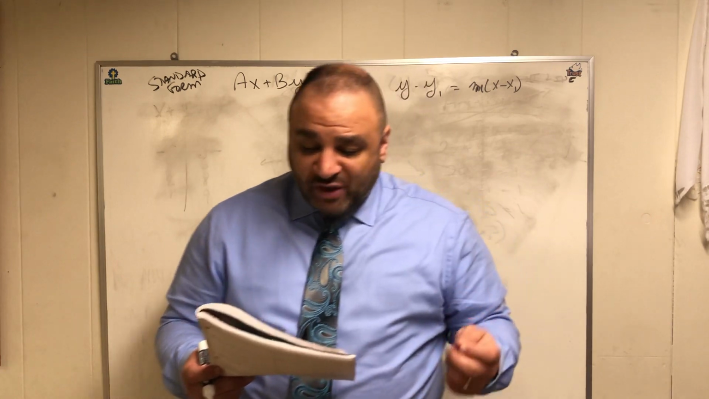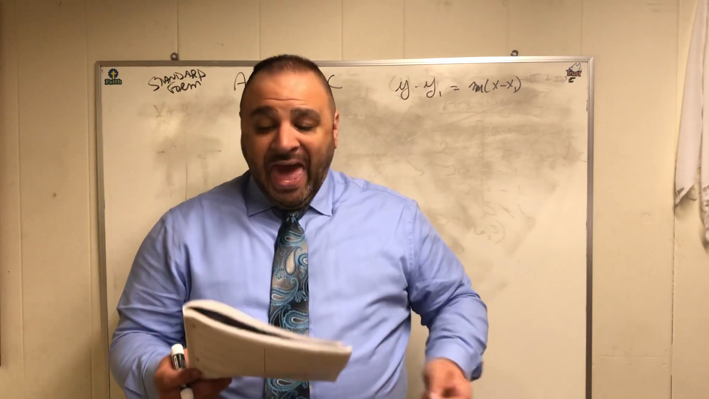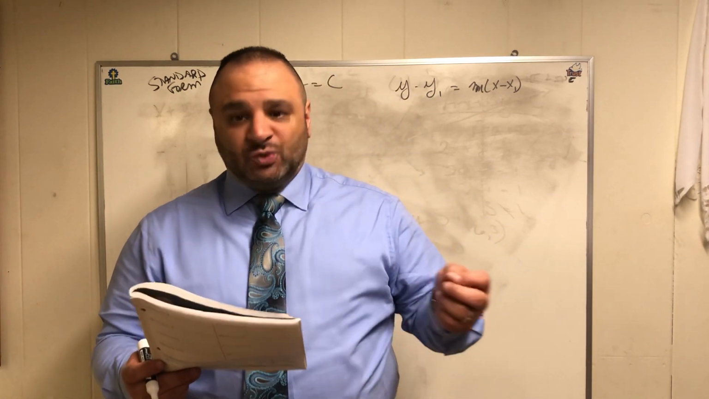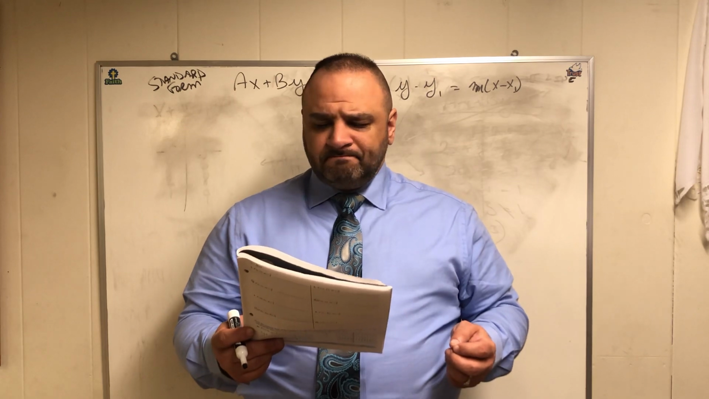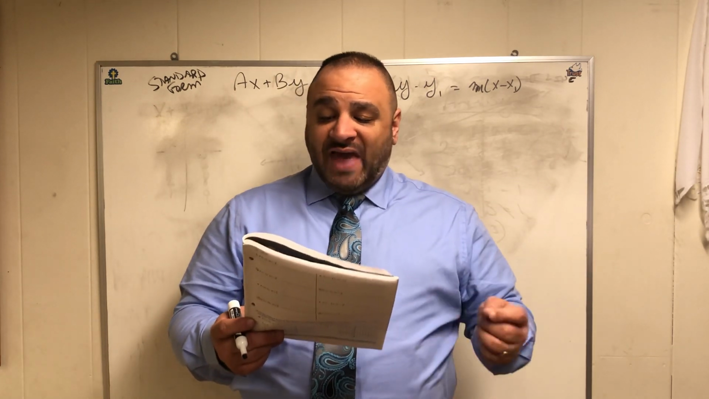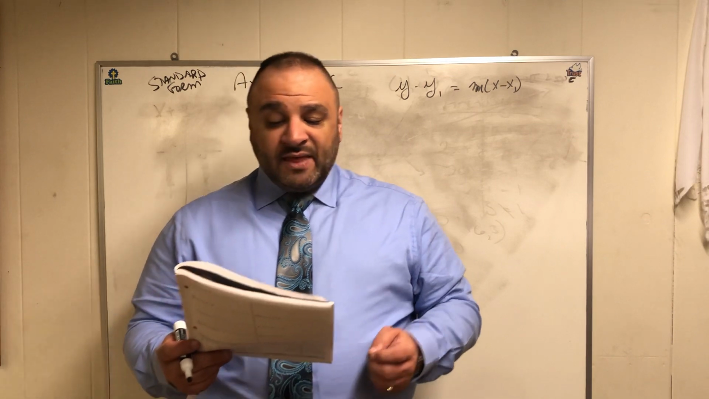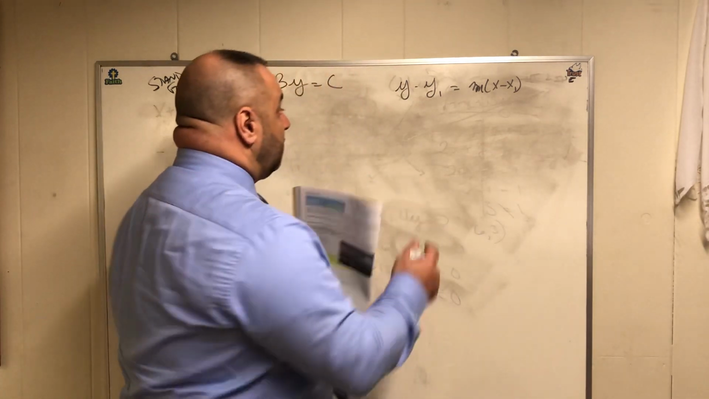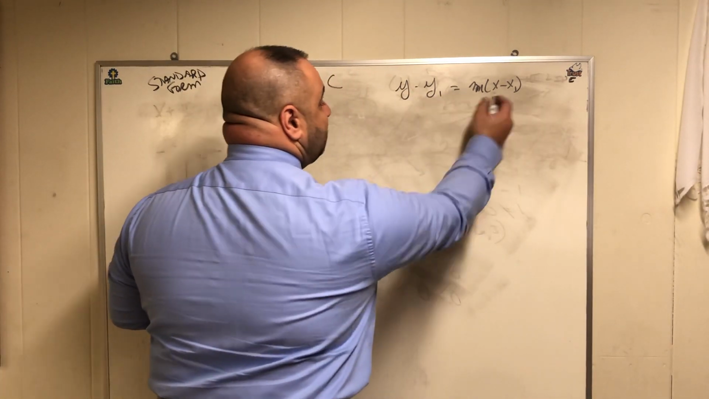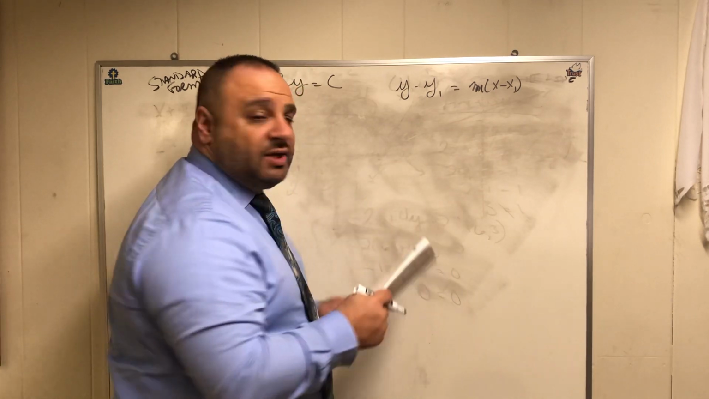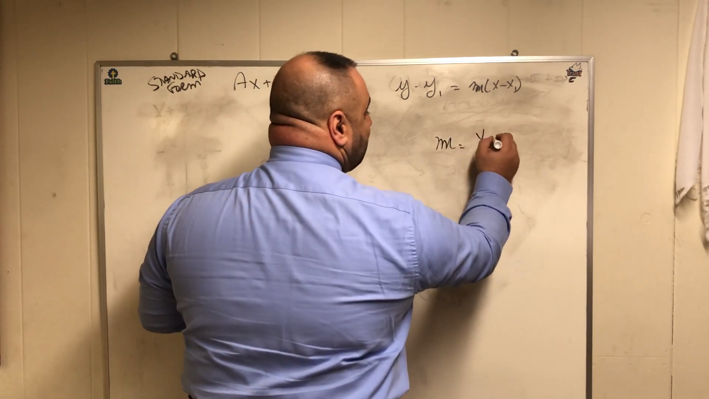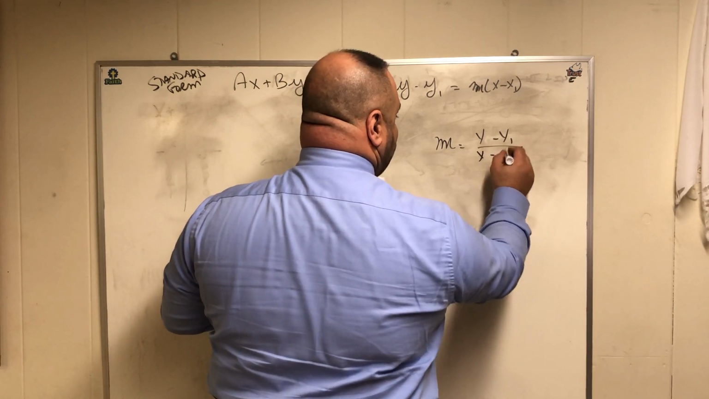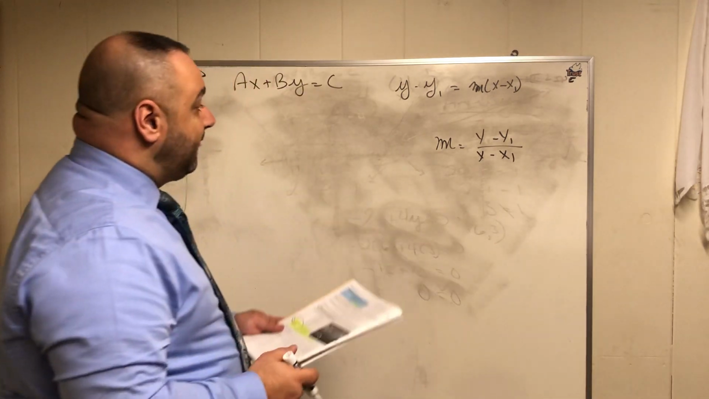Now, how do we find the equation of a line if we're given the slope and a point through which the line passes? Suppose a line passes through a point x1, y1, and having a slope m. If x and y is any other point on that line, then we use the formula for the slope of a line. We're going to show you how we come up with this equation. Remember the slope equation? m equals y minus y1 over x minus x1, since we're just going to use one point.